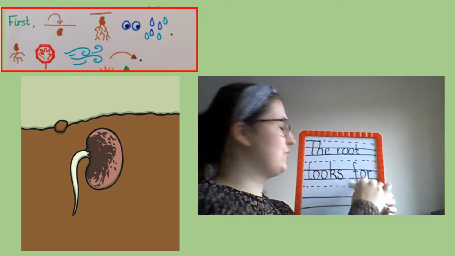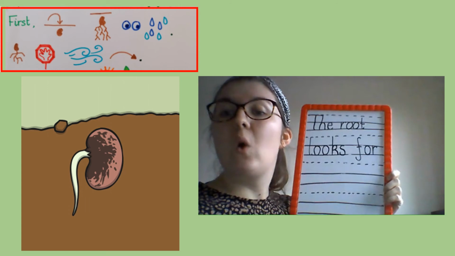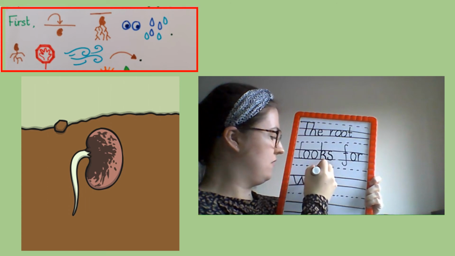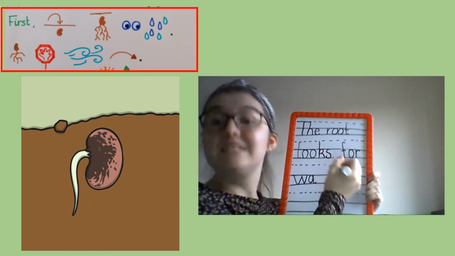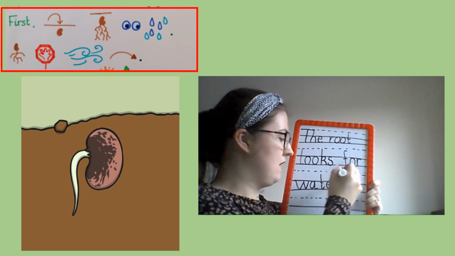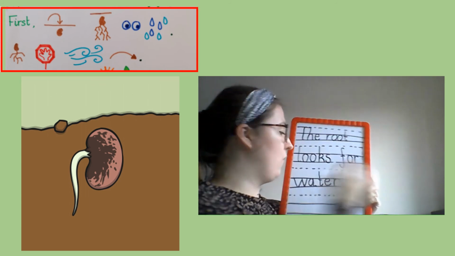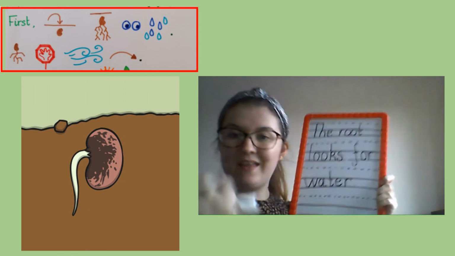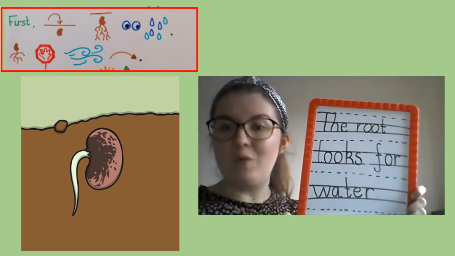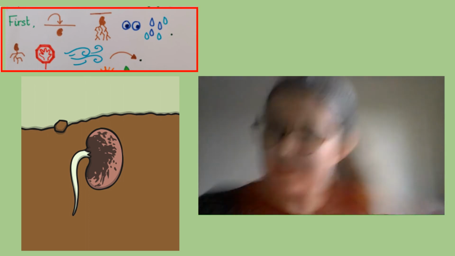The root looks for, what's the root looking for, boys and girls? Water. Down, up, down, around the apple, down the leaf, down the tower, across the tower, and then again. Okay, the root looks for water and a full stop at the end. I've used my handwriting lines to help me form all my letters correctly, and I've got finger spaces between each word. Okay, so that was my sentence.